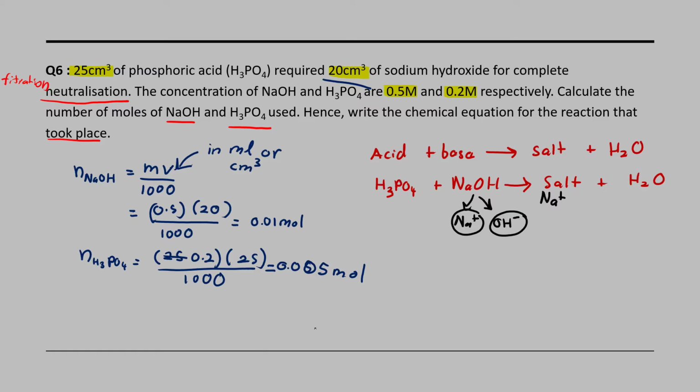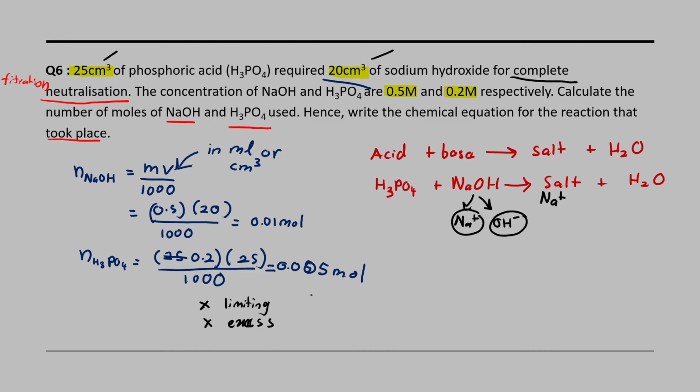Now, the way to do it is we use ratio. Since this is neutralization and it says use this amount exactly to neutralize, we can conclude that at the neutralization point it is a complete reaction. It means there is no excess, no limiting reagent, because they are complete. So this is the keyword, complete.